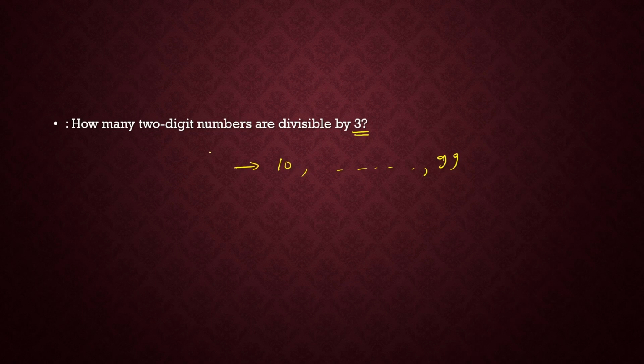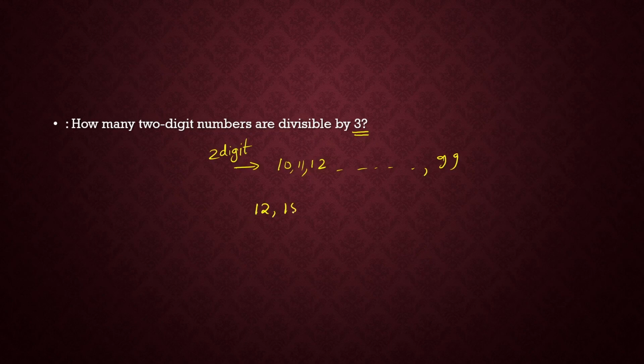This is a set of two-digit numbers. Now I have to see how many two-digit numbers are divisible by 3. So the first number is 10. Sorry, it's not divisible by 3. So the second number is 11. Even that is not divisible by 3. Next it's 12. So 12, yes, it's divisible by 3. So the first number that's divisible by 3 is 12.